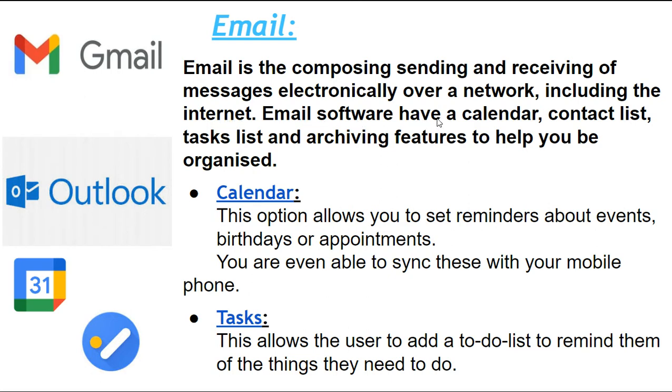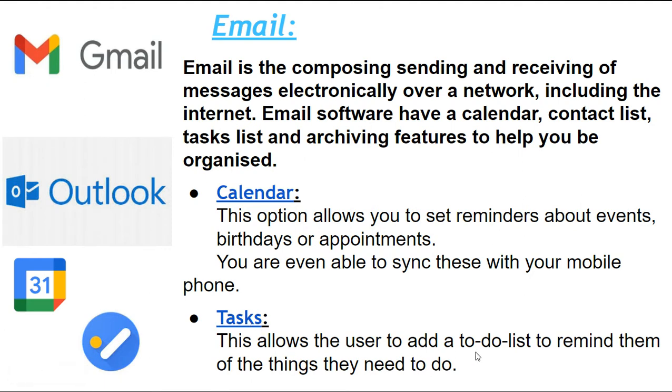Email software has a calendar, contact lists, task list, and an archiving feature to help you be more organized. So with a calendar, this option will allow you to set reminders about events, birthdays, appointments. You're even able to sync these with your mobile phone, so you'll get a reminder. When making an appointment, people have to reply yes, no, so you're able to see who is going to be attending, who can't make it. You can attach files to your appointments.